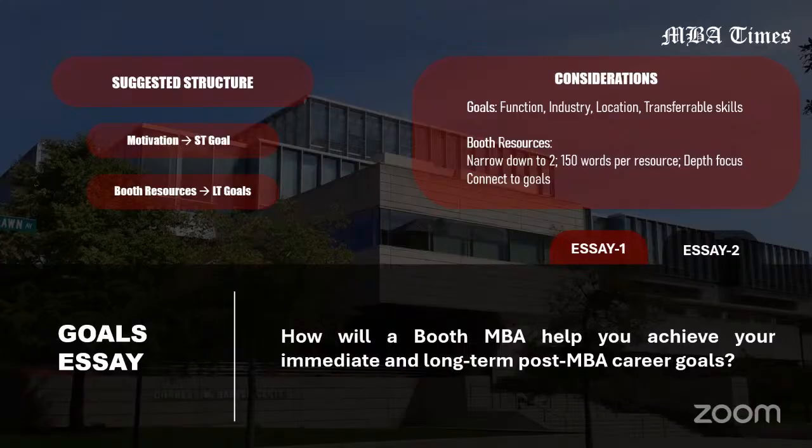So that's about the goals. Now, I also talked about Booth's resources. So remember a few things here. Narrow down to two resources. It can be a center, it can be a club, it can be an event that happens at Booth. It can also be a personal network that you will make at Booth. It can be anything, but Booth's resources should be narrowed down to two. No more than two resources should be used in this.